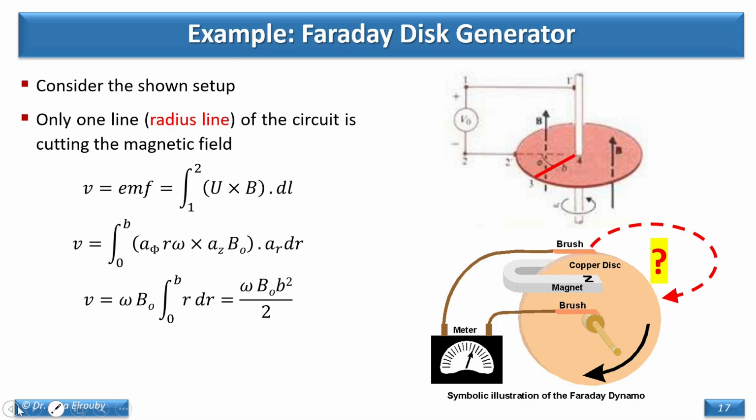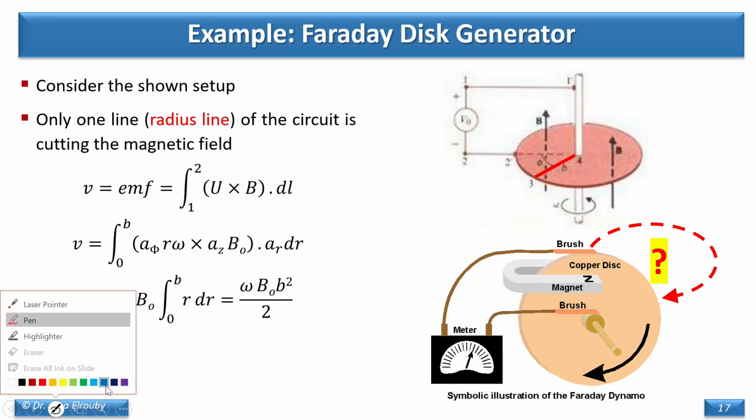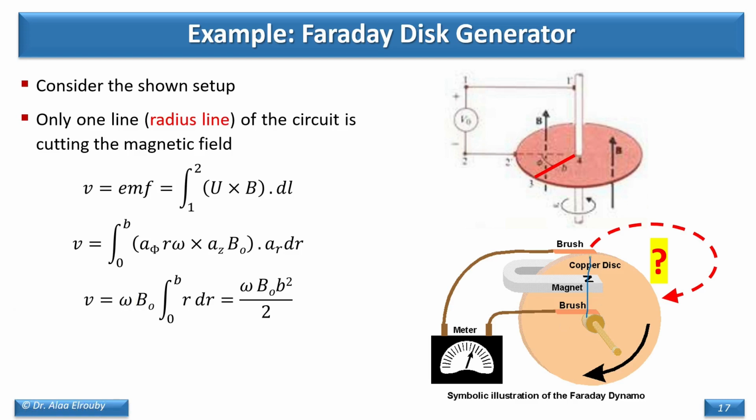So in this case, the magnetic field exists in this area because this is where the magnet is. There is no magnetic field outside this region.